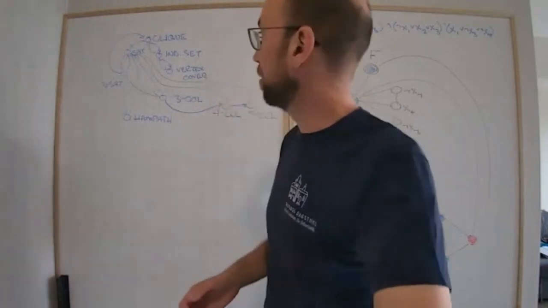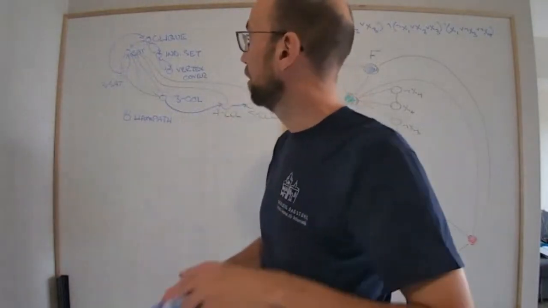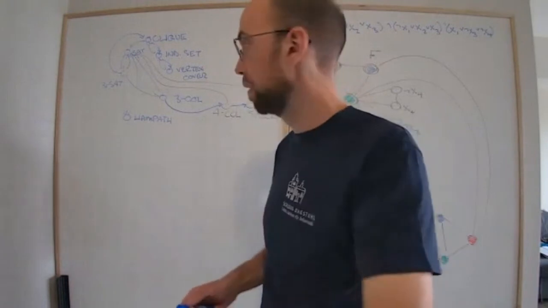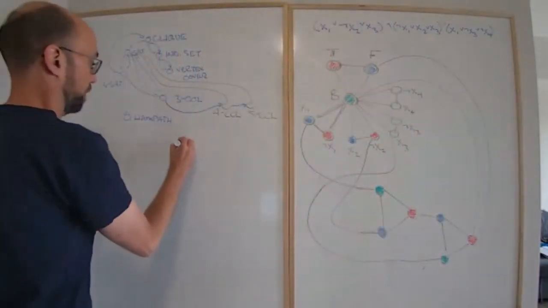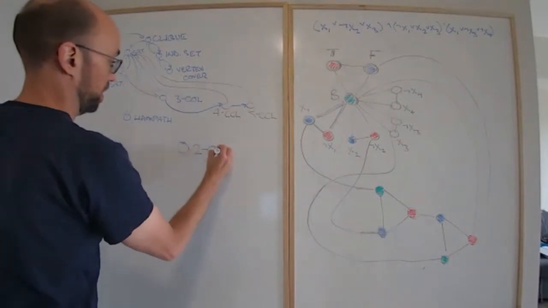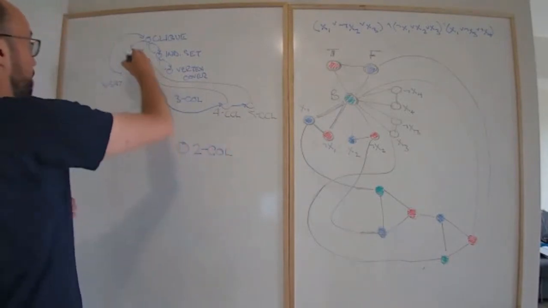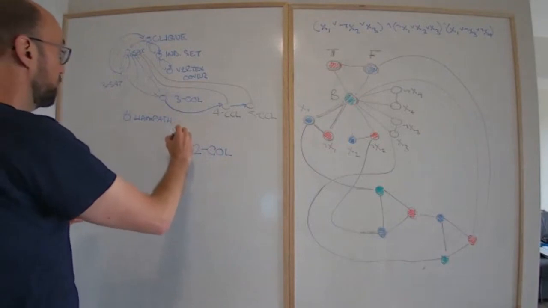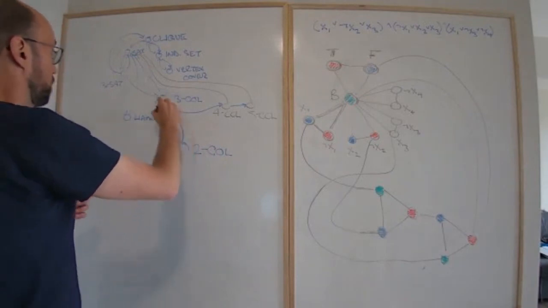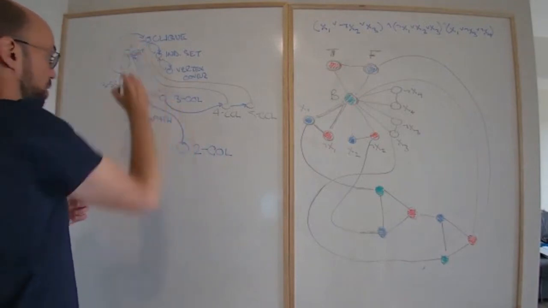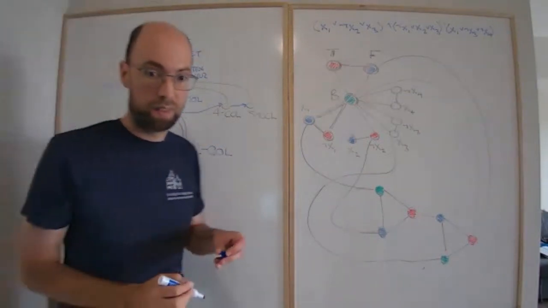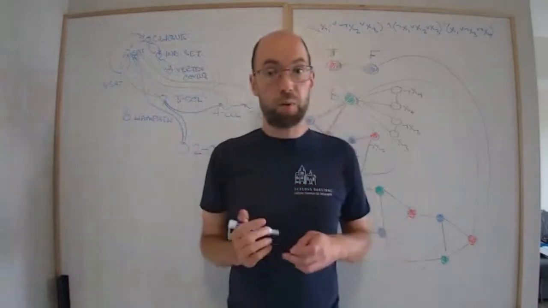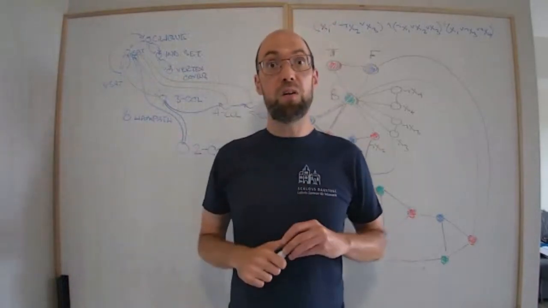So for example, I can also do two colorability. Okay, 2 colorability reduces to SAT. 2 colorability reduces to 3 colorability. But not the other way around as far as we know.